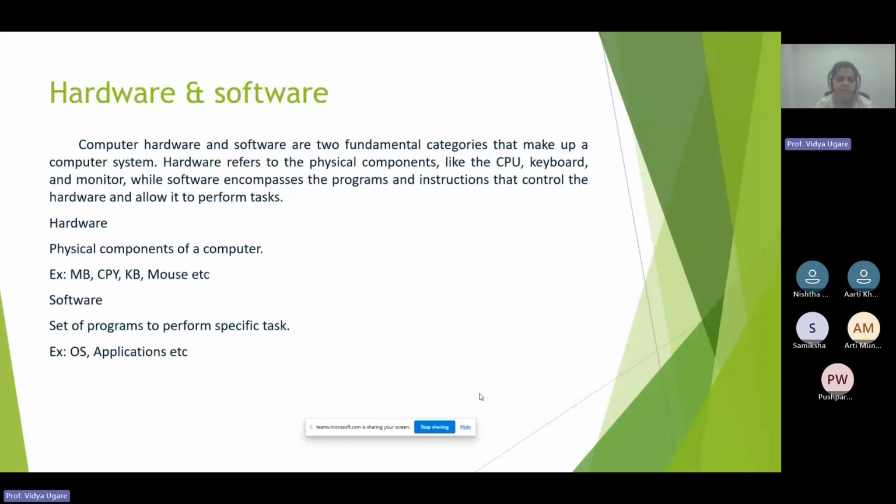Then comes what is hardware and what is software. A computer is made of input, output, CPU, and memory. There is something here as hardware, and something here as software. If you see hardware, hardware means, in simple statements, the physical components of your computer: motherboard, CPU, that is the processor chip, keyboard, mouse, IC, hard disk, which is physically available as a device.